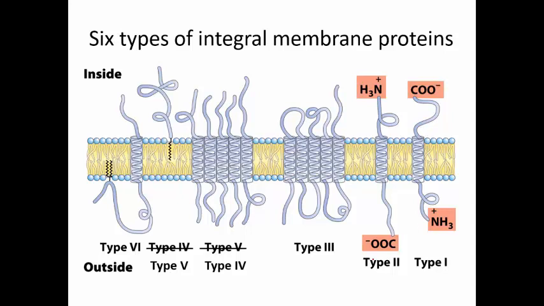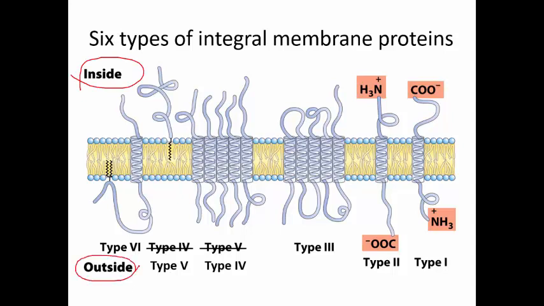So type 1 and type 2, for some reason we decided to separate these into two types, but it matters where the N-terminus of the protein is. If the N-terminus is on the outside of the cell, it is going to be a type 1. If the N-terminus is on the inside, it is going to be a type 2. So here's inside and outside.